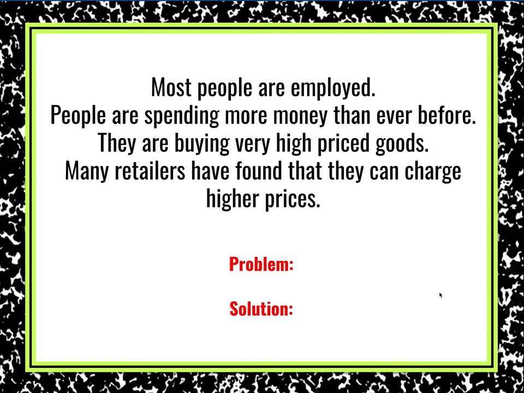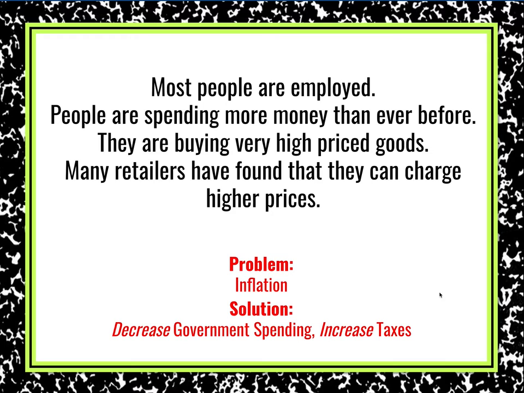So let's look at a couple scenarios. This isn't in your interactive notebook. It's just to talk about it so that you are well informed. So if most people are employed, people are spending more money than ever before. They're buying very high priced goods. Many retailers have found that they can charge higher prices. So what's the problem here? It says here a couple times that we've got high-priced goods, they can charge higher prices. So the problem here is inflation. We need to cool down the economy. So our solution would be to use a contractionary fiscal policy that would either decrease government spending or increase taxes, or possibly both, depending on how bad it truly is.